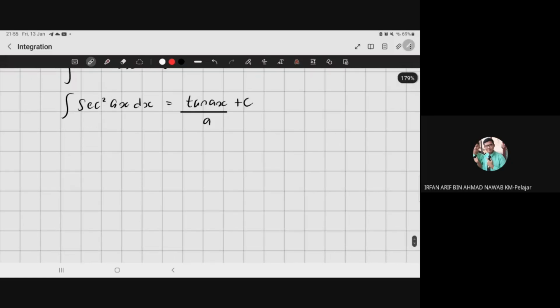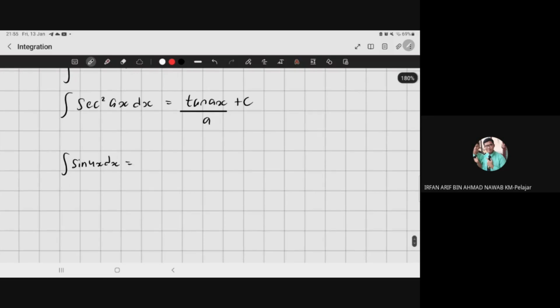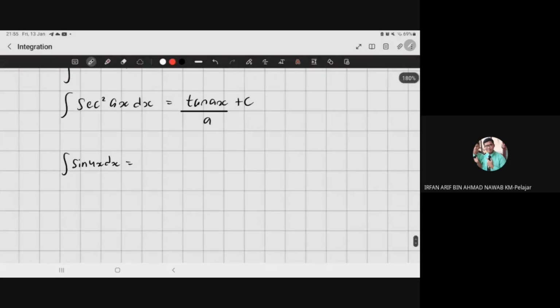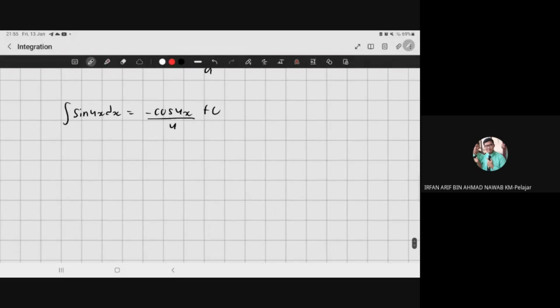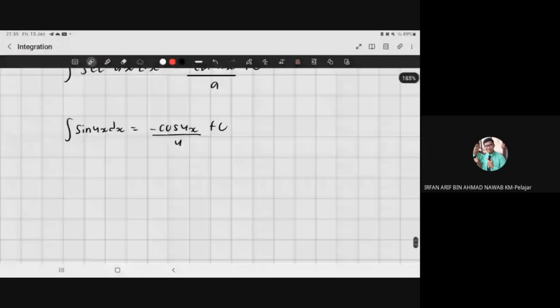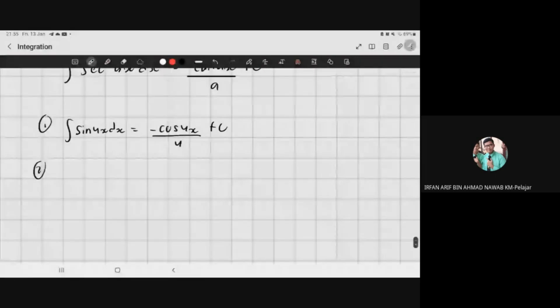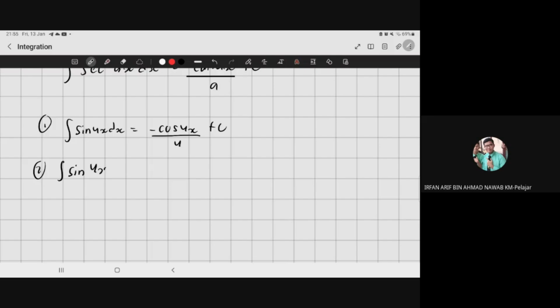So let's say we integrate sine 4x dx. We integrate and we will obtain negative cosine of 4x over 4 plus c. And then if I use the substitution method, which is another method to the first one, it is similar.